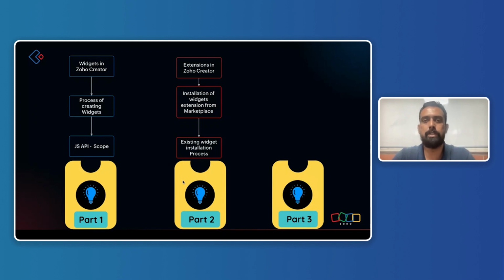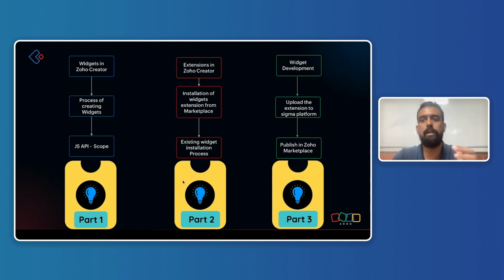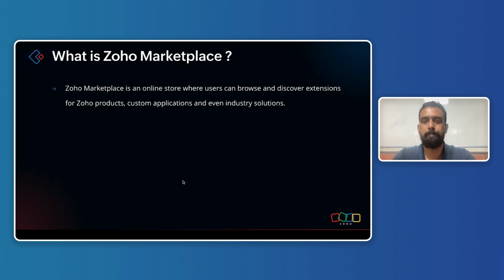My co-trainers would be sharing the link for part 1 and 2 so that you can go ahead and revisit it as well. And with part 3 in this session, we'll be showcasing how you can develop the widget and then how you can upload the widget extension to the Sigma platform, and then how you can publish it to Zoho Marketplace. So we'll be going through the whole process.